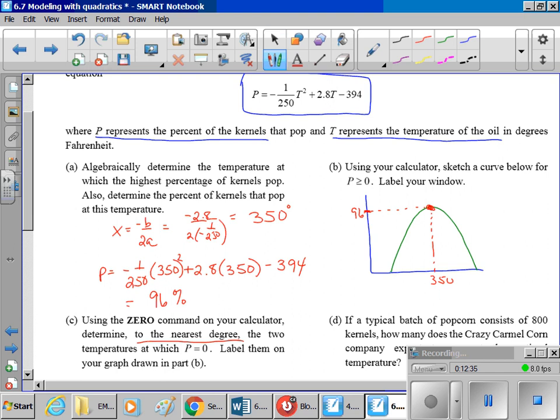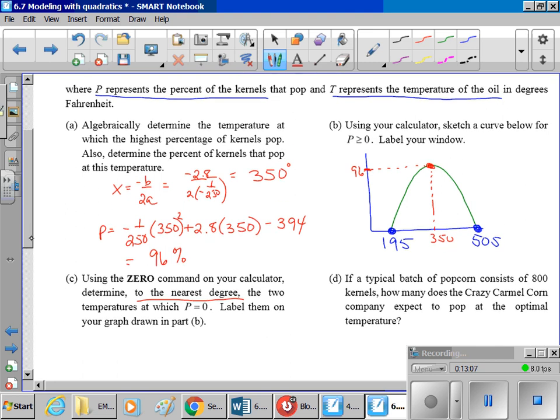So we can go to our calculator and look for our zeros here and here using the 0 function. If you don't remember how to do that, please ask me how to do it in class. I'm not going to spend time doing it here on the video, but this comes up to 195 and 505. Because I guess anything above 505, then probably things start to burn. All right, label them on the graph, which I did.